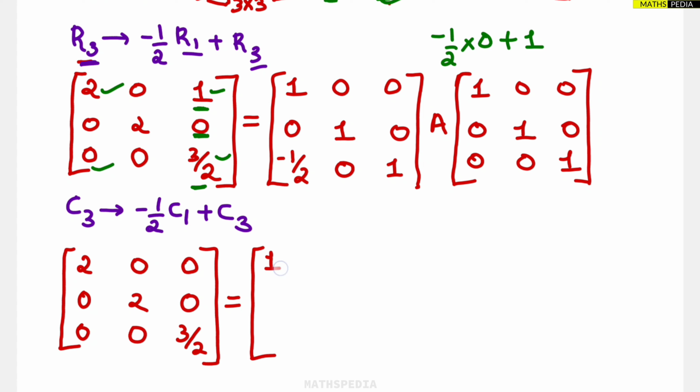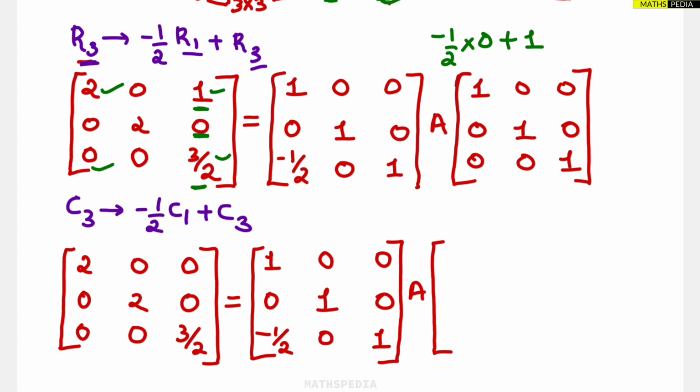Equal to. Now in this matrix, columns 1 and 2 will remain the same: 1 0 0, 1 0 0. The only change is in column 3. So that calculation I have to do. I will do it directly, see carefully. 0 is sitting, so minus half of C1. C1 is nothing but 1, plus C3 which is 0. So it will become what? Minus 1 by 2. Correct. So I will write here minus 1 by 2.